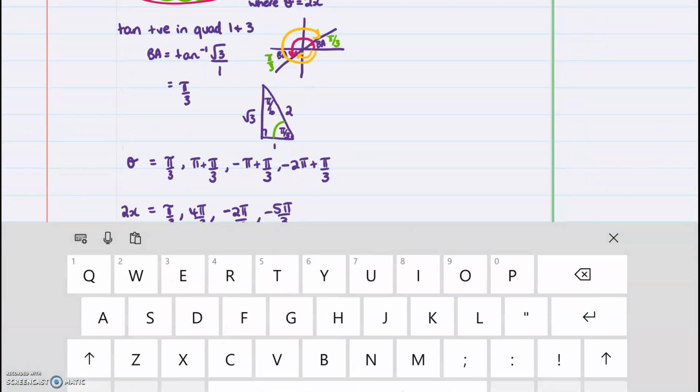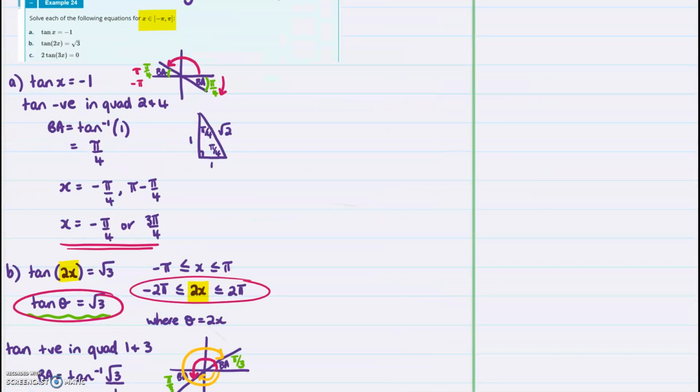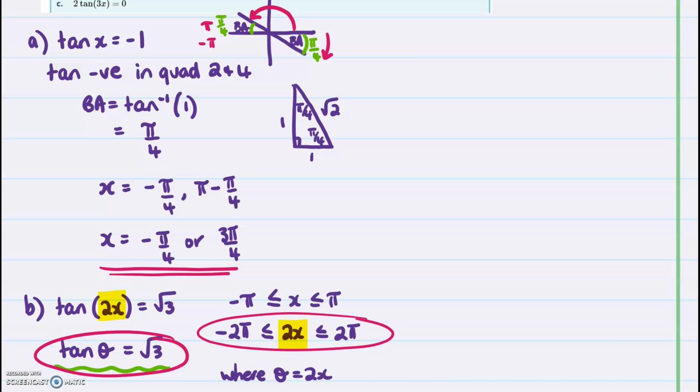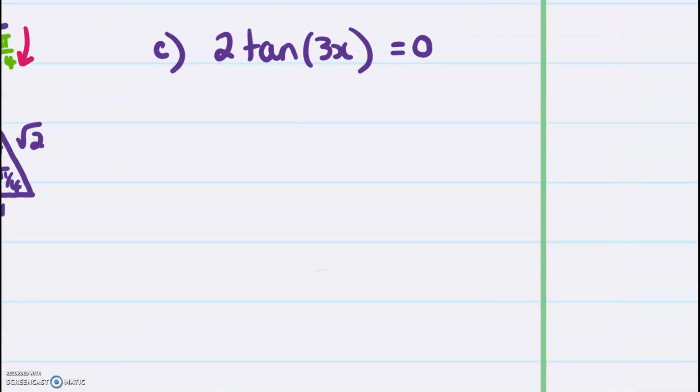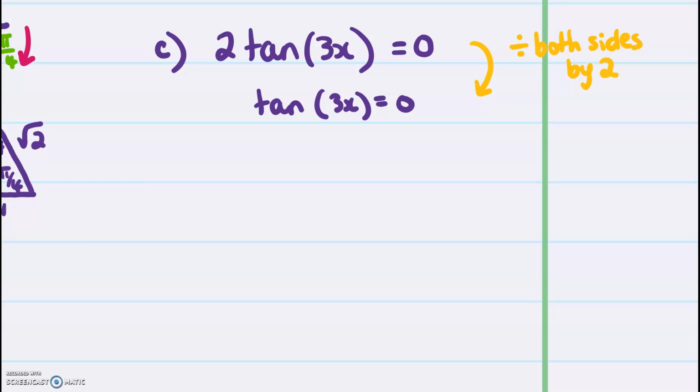And then finally, let's move that up. I'm going to come back up the top to answer part C so I can see the question. So in part C they're asking us to solve 2 tan 3x equals 0. So first thing I need to do is get rid of that 2, and I can just divide both sides by 2. I'm really solving tan 3x equals 0. So I'll just put a note here. I've divided both sides by 2. So that simplifies down to there.